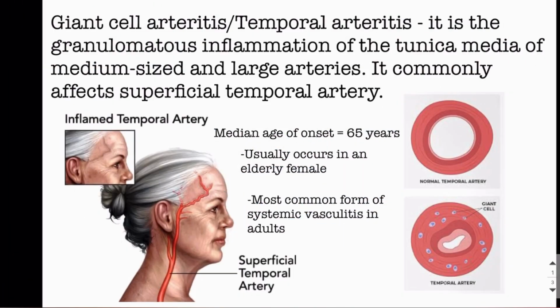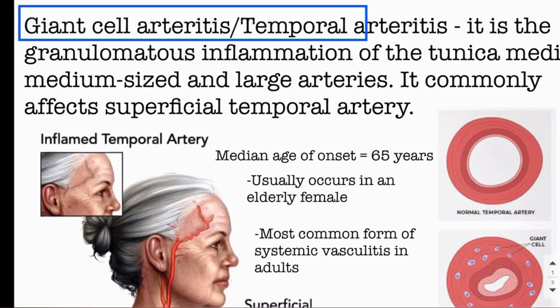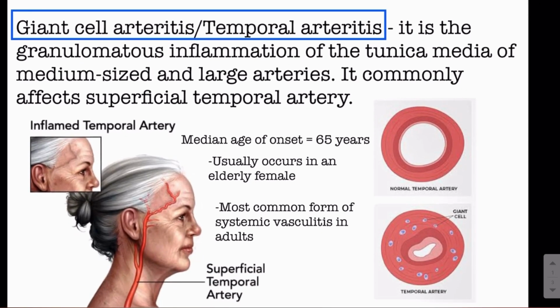Hello everyone, in this video lecture we will be discussing the case of temporal arteritis. First we will go through some high yield points of temporal arteritis and then we will move on to the high yield question. So if we talk about temporal arteritis, it is also known as giant cell arteritis. This is defined as the granulomatous inflammation of the tunica media of medium-sized and large arteries.